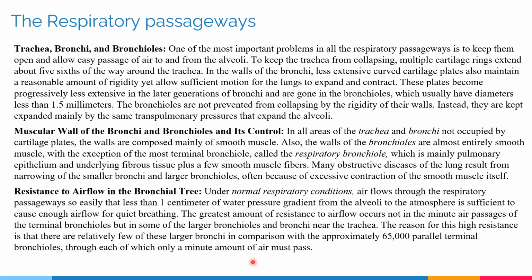So after looking into the pulmonary volumes and capacities, now we move into the respiratory passageways. The first respiratory passageways are the trachea, bronchi, and the bronchioles. One of the most important problems in all the respiratory passageways is to keep them open and allow easy passage of air to and from the alveoli.